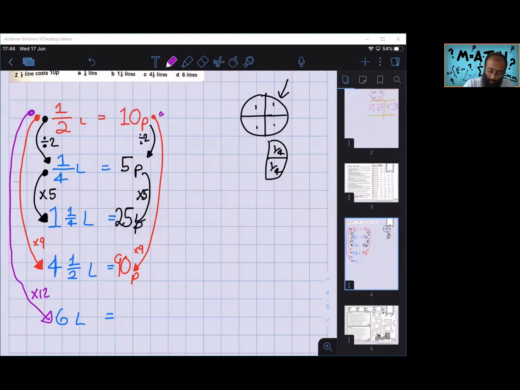I've color coded everything for you. So it's the top value times by 12. So what's 10 times by 12, Idris? £1.20.